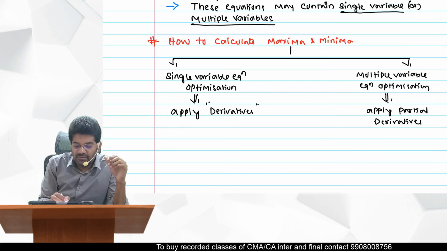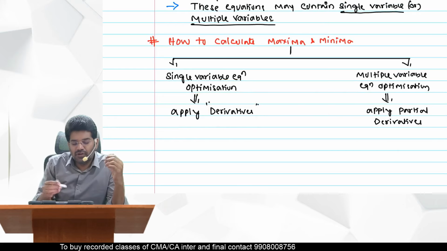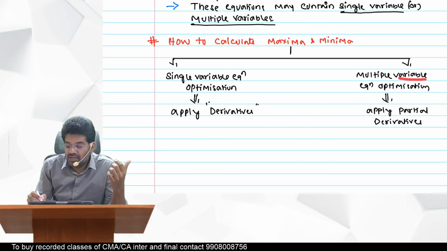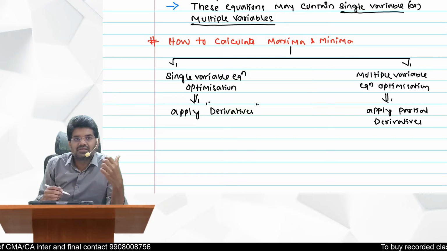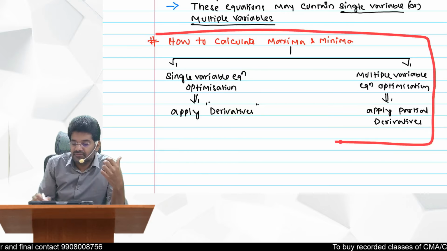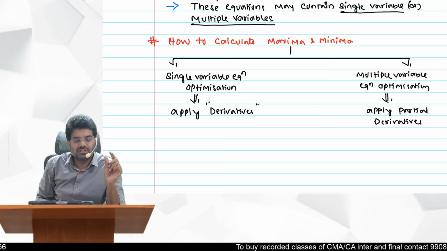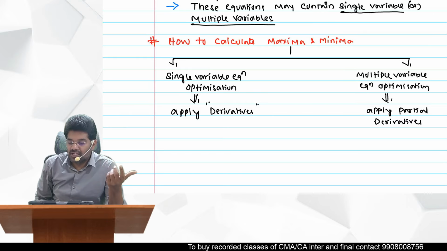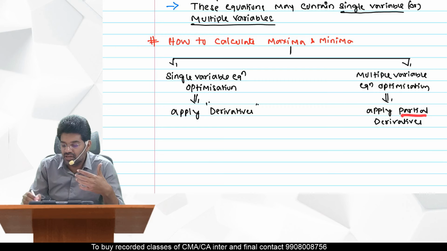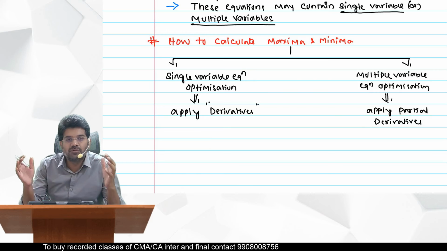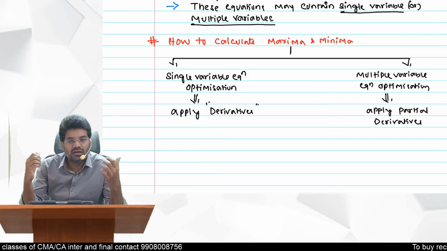Now for single variable equation optimization, we are going to apply derivatives or differentiation. Now multiple variable equations optimization, we are going to apply partial derivatives. So keep this in your mind. This is very, very important. If it is a single variable equation, you will apply derivatives. If it is a multiple variable equation, that means if you have more than one input, then you should apply partial derivatives. So these are the two types of problems you will have. One is single variable question, the other one is multiple variable question.